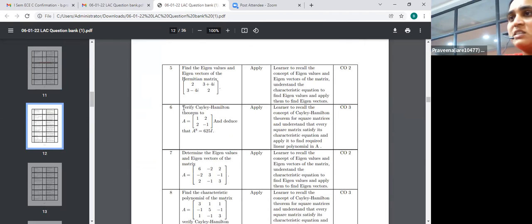Now try to solve the sixth question. Verify the Cayley-Hamilton theorem for A equal to [1 2; 2 -1] and deduce that A power 8 is equal to 625 into I. Note down, all of you. Sixth question from the long answer.